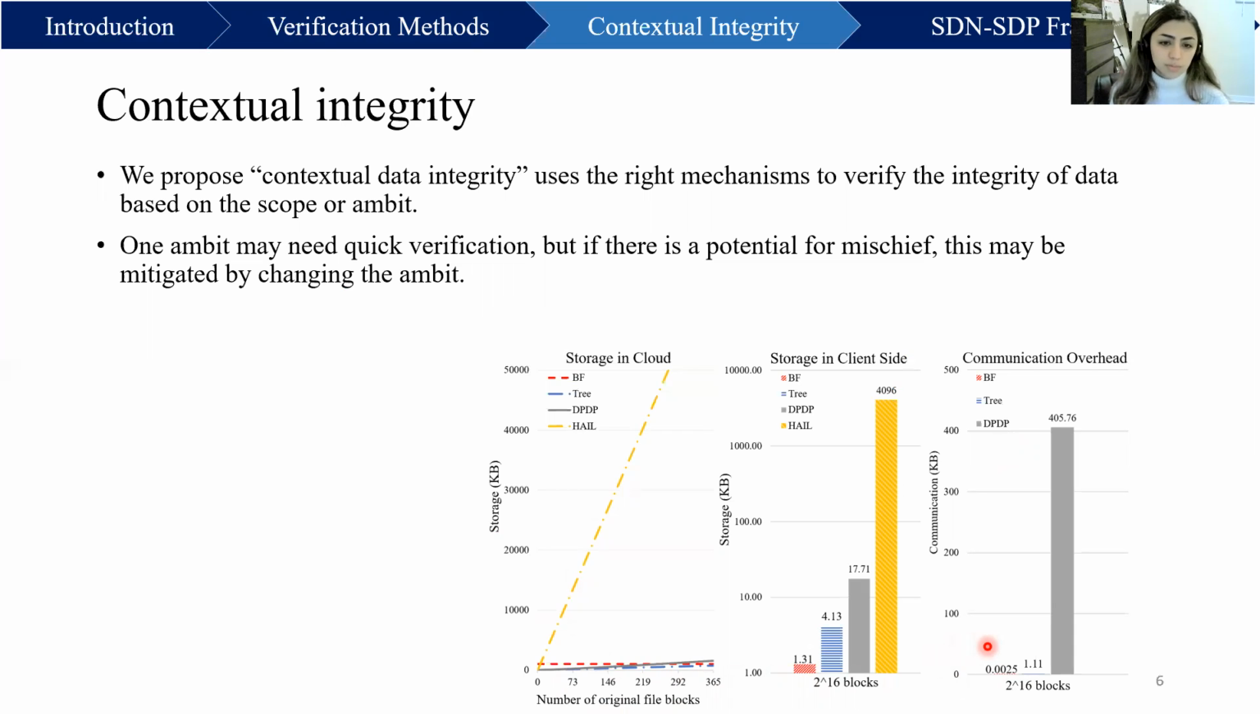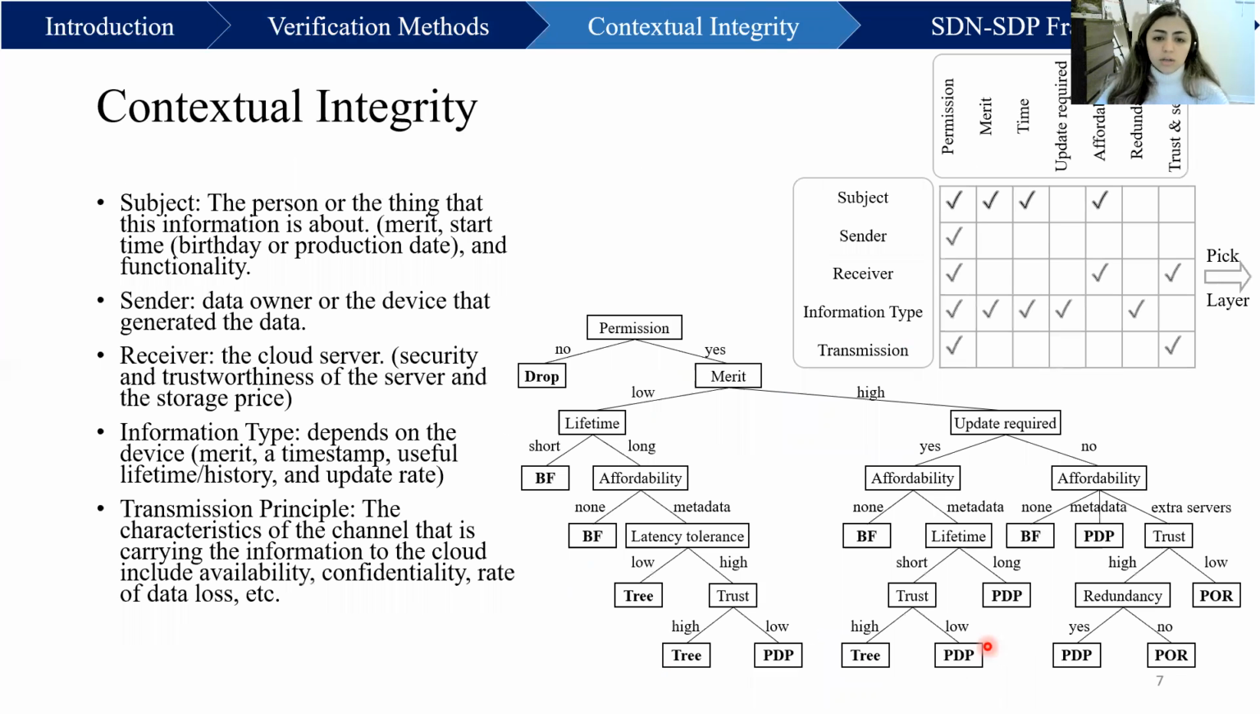So in order to choose among them, we propose contextual data integrity that uses the right mechanisms to verify the integrity of data based on the scope or ambit. One ambit may require quick verification, but if there is a potential for mischief, it may be mitigated by changing the ambit. There are a couple of parameters introduced in Nissenbaum's theory that are important for contextual integrity: subject, sender, receiver, information type, and transmission principle.